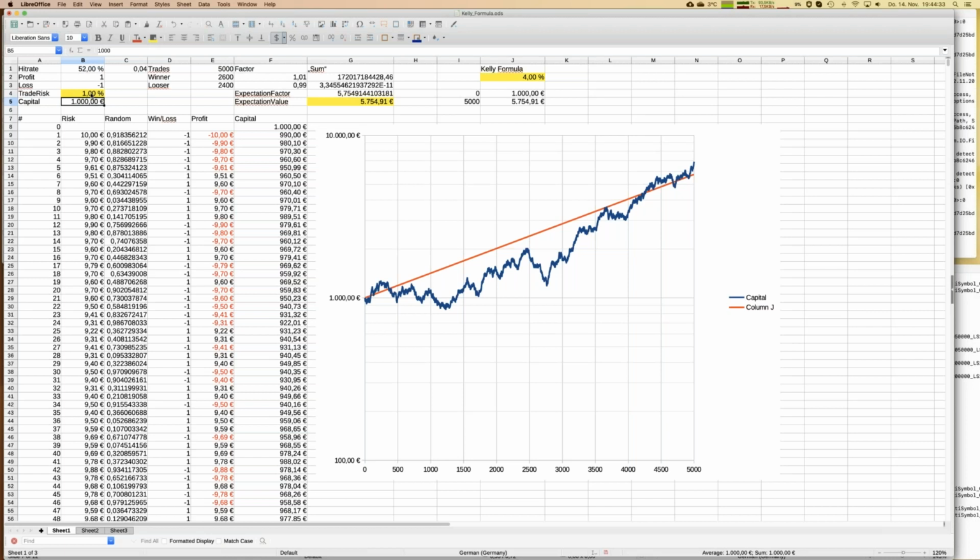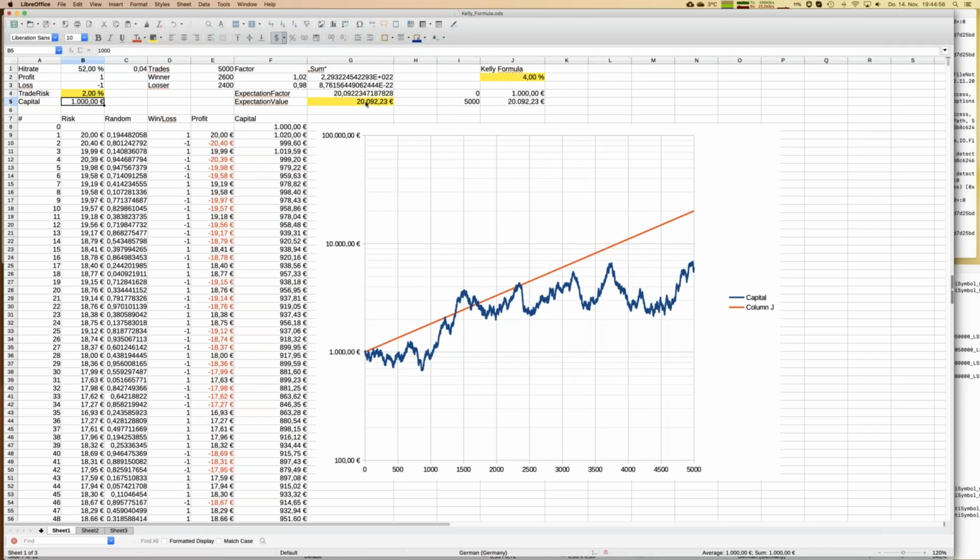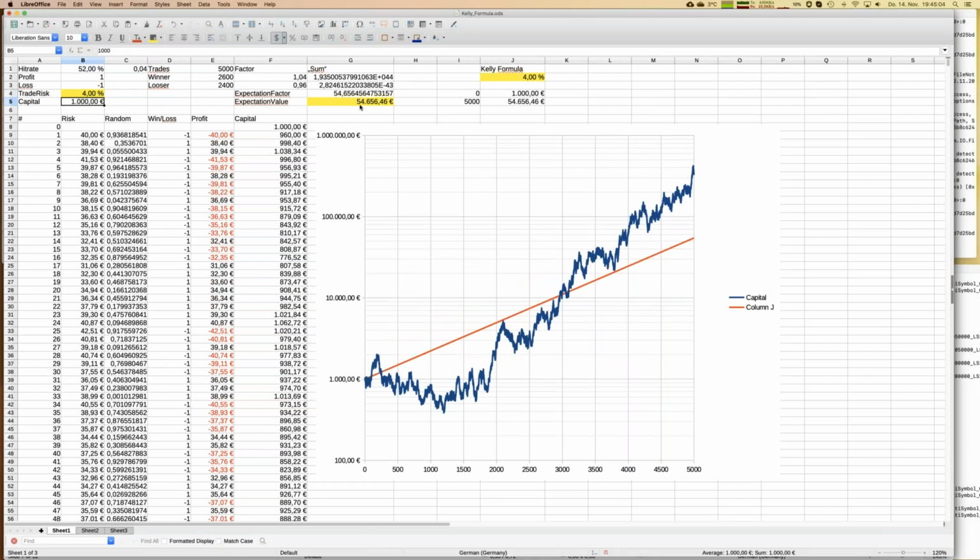But now let's go higher with the risk per trade. So please remember that yellow number here, 5,700 euros, because the graph itself will not tell you everything that is statistically of impact. So let me change to 2%. Okay, I went up from 6,000 to 20,000 expectation value. Wow, good. Let's go higher, 4%. Wow, now we are at 54,000 euros. Perfect. And now even higher, 8%.